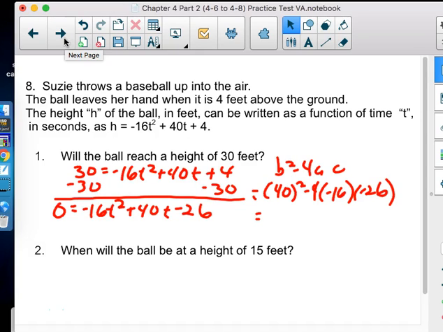Alrighty, 40 squared in parentheses, minus parentheses 4 times negative 16 times negative 26. Uh-oh.